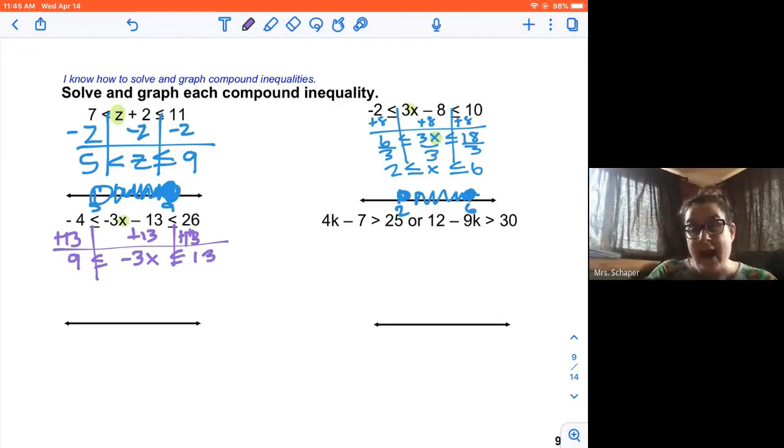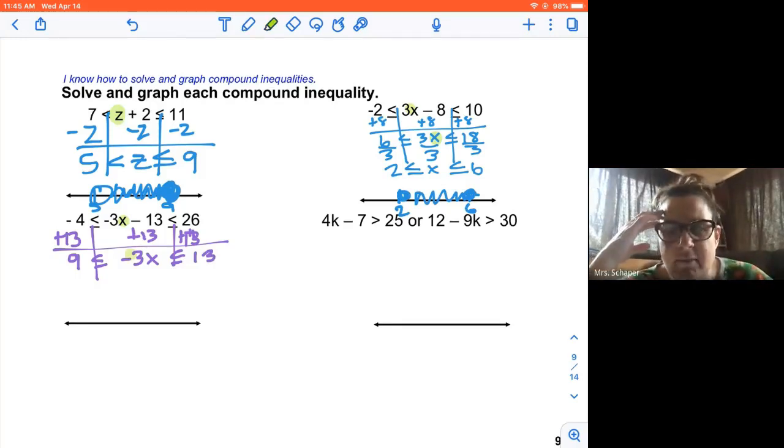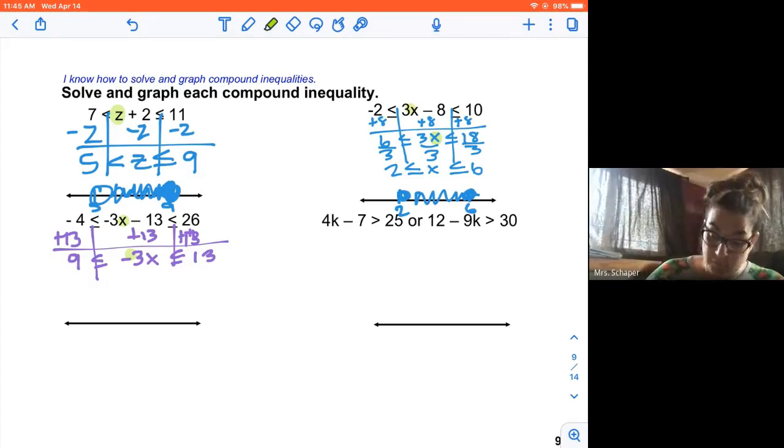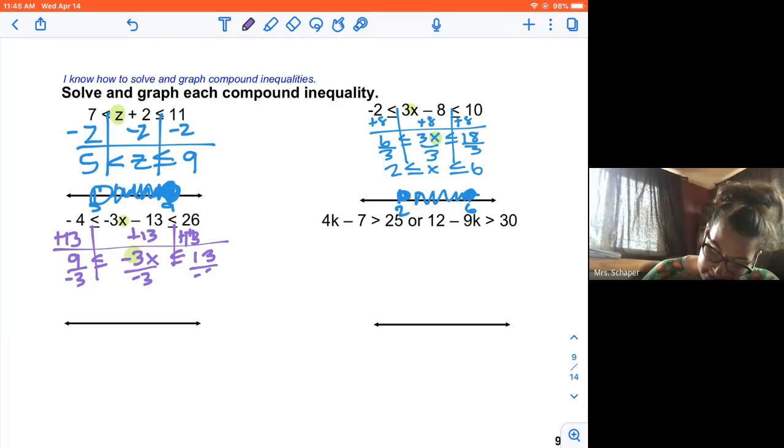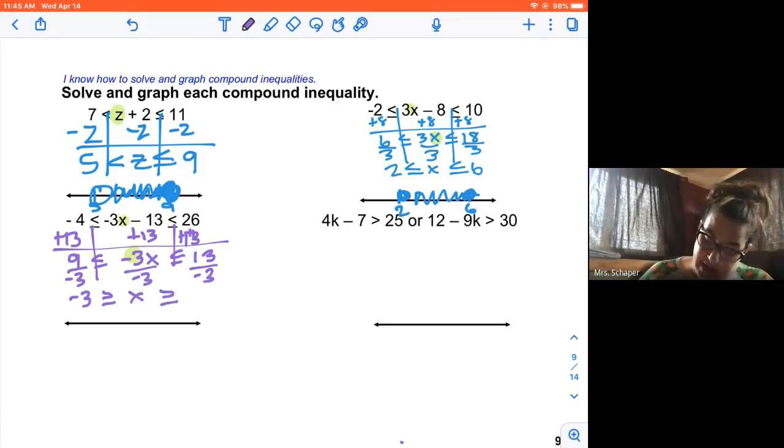Now I need to divide everything by negative 3. And you remember what we talked about when you multiply or divide by negative 3? You need to flip the signs. You got to flip those inequality signs. So when I divide everything by negative 3, I get that negative 3 is greater than or equal to x, which is greater than or equal to negative 13/3. All right. Now, negative 13/3, that is also negative 4 1/3.